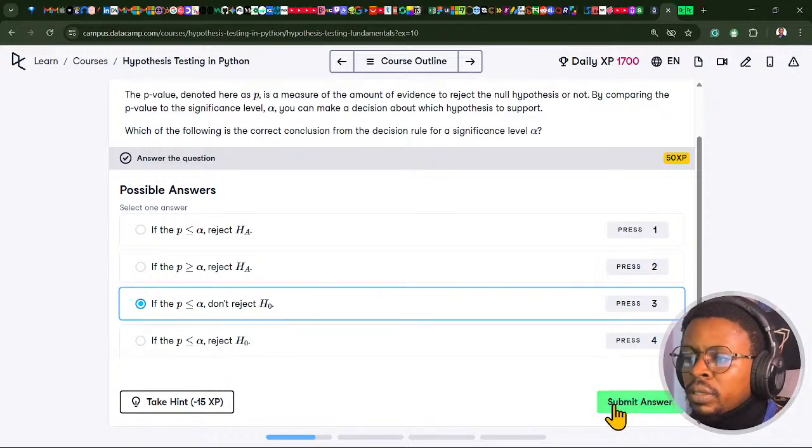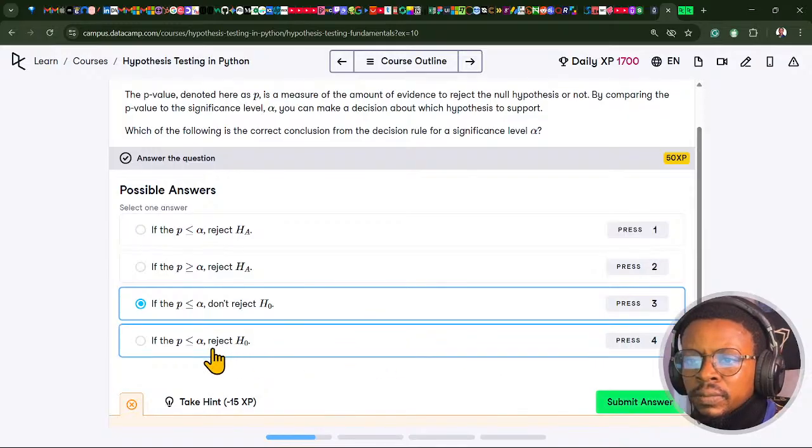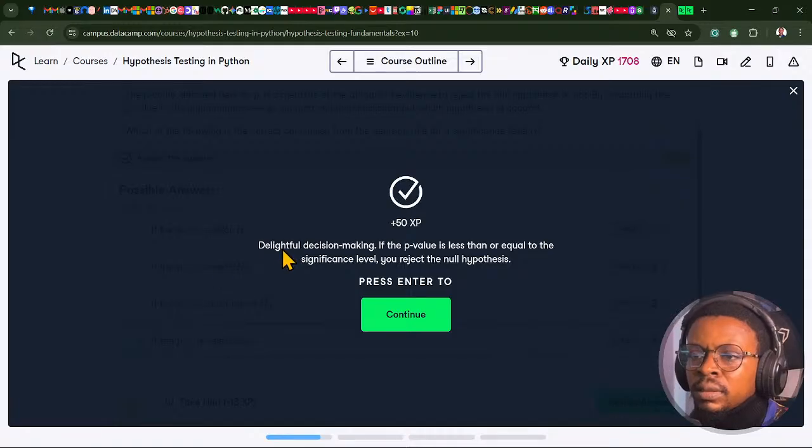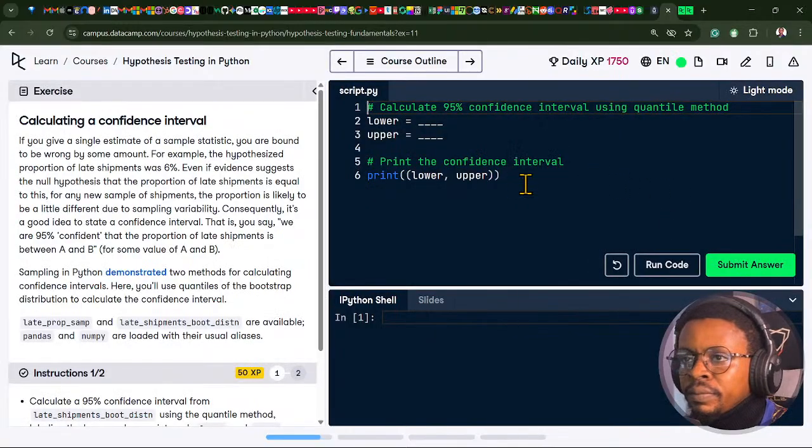the null hypothesis. Ooh, I didn't get that. Likely decision making: if the p-value is less than or equal to the significance level, you reject the null hypothesis. Okay, so we know that right now.